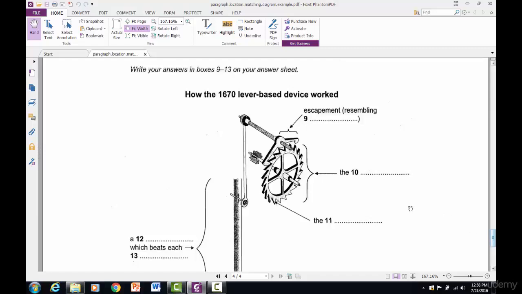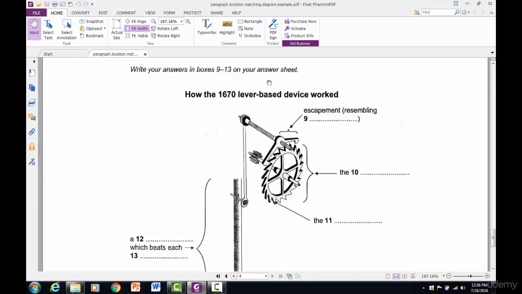Okay, you ready? It's right here. 1670. How the 1670 lever-based device worked. 1670, right? We should be able to look and find that date very, very fast. And once we find that date, we will find all the answers that go in the blanks.